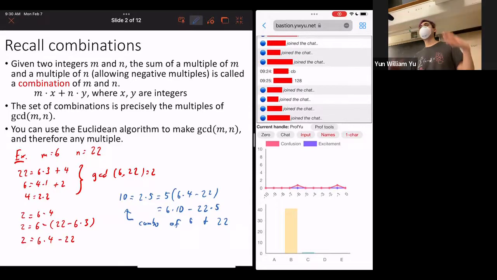I'm just reminding you guys that combinations are a thing we did. And the really cool thing about these combinations is if the greatest common divisor were equal to 1, well, that would mean any multiple of 1 could be made as a combination. And what are all the multiples of 1?